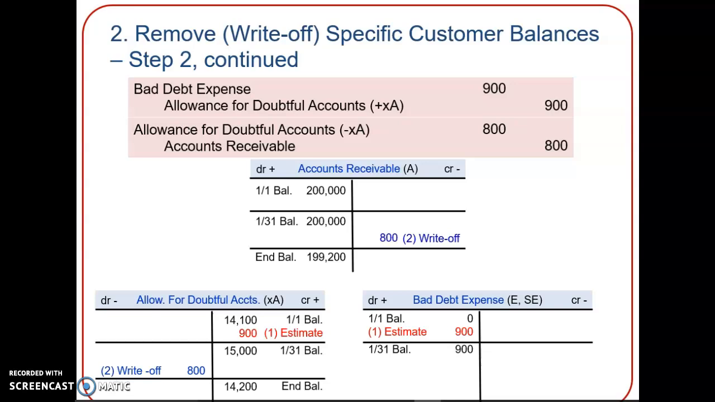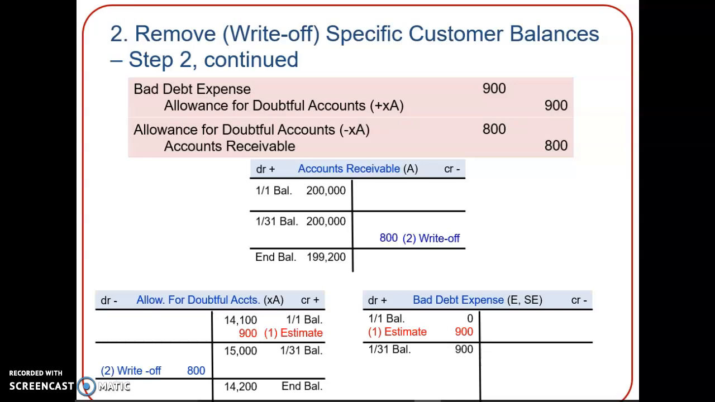But another side of the bad debt allowance we already did was in step 1 when we recognized estimated bad debt expense at 900 and increased the allowance for doubtful accounts by 900. So if we put the two steps as related to allowance for doubtful accounts and bad debt expense and accounts receivable together, we're going to look at the net effect of the two steps here.